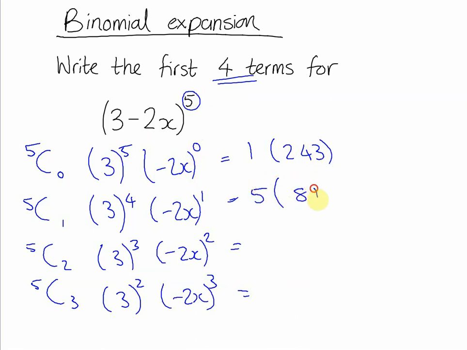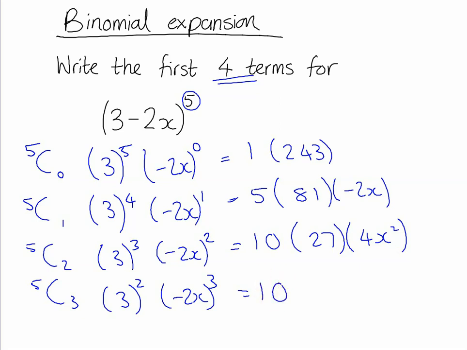That's 5. 3 to the power of 4 is 81. Now we've got minus 2x to the power of 1. Well, that's odd, so that stays as a minus. Okay, what does 5 choose 2 give? Going for 10. Yeah, that's 10. 27. Now, minus 2x times minus 2x is 4x squared. Anytime you have an even power, it's positive. Please remember that. So 5 choose 3 is 10 again.